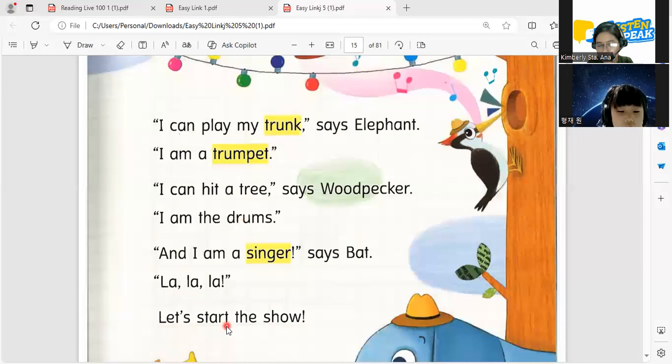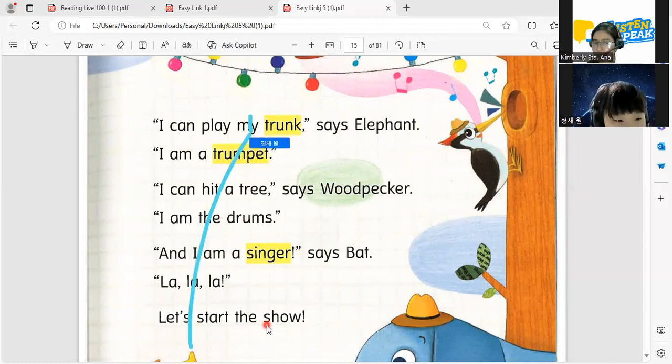That's so cool. Let's start the show. Okay, so I have a question. Who plays the trumpet? Who can play the trumpet? Elephant. Elephant can play the trumpet. Very good. So, what can a woodpecker do?